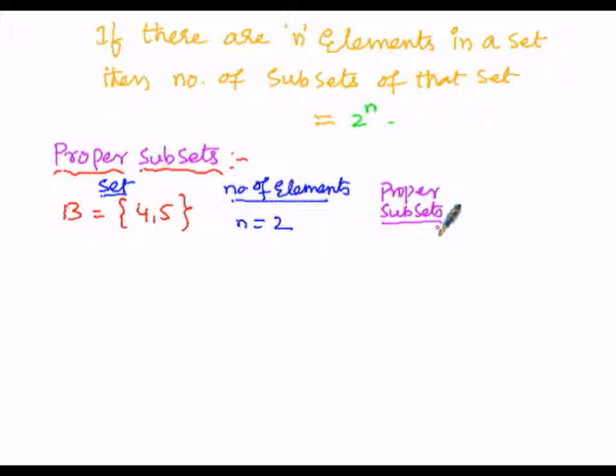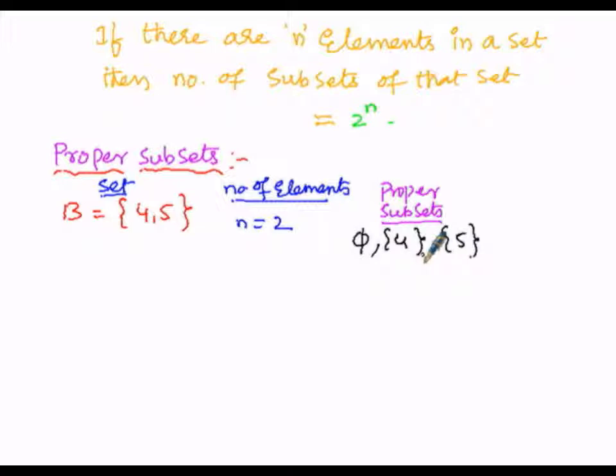So here we have to consider: the set containing 5 is one of the subsets. Then the set consisting of only 4 is also a subset of this set B. Then the set consisting of only 5 is also a subset of this set B. Now we should not take the set B as a subset of B. So except that, we have to take the remaining. So here the number of subsets is 3.